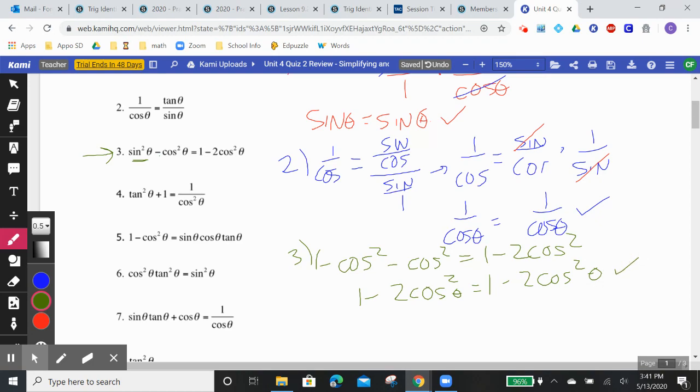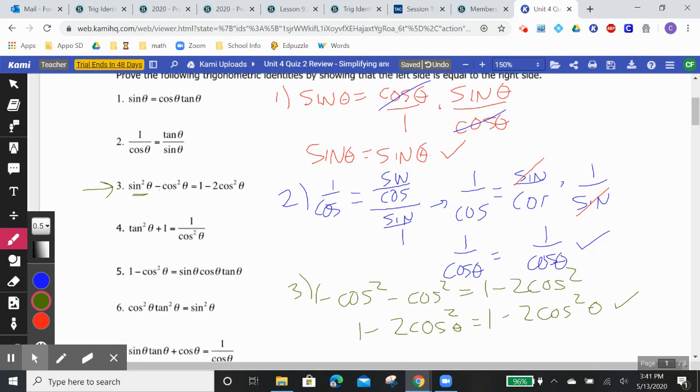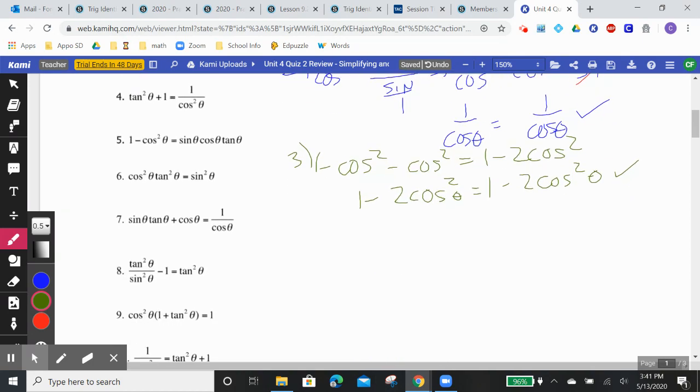Number 2 was 3 steps. Number 1 was 2 steps. So, like I said, about that average, around that.